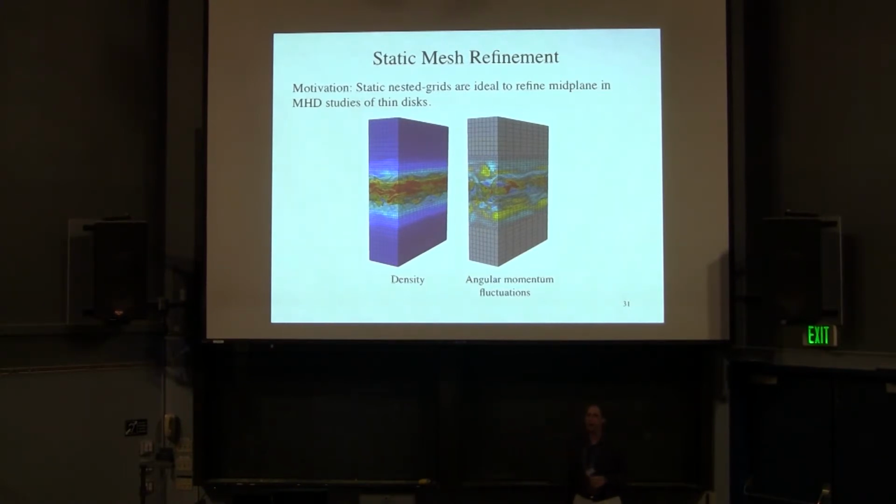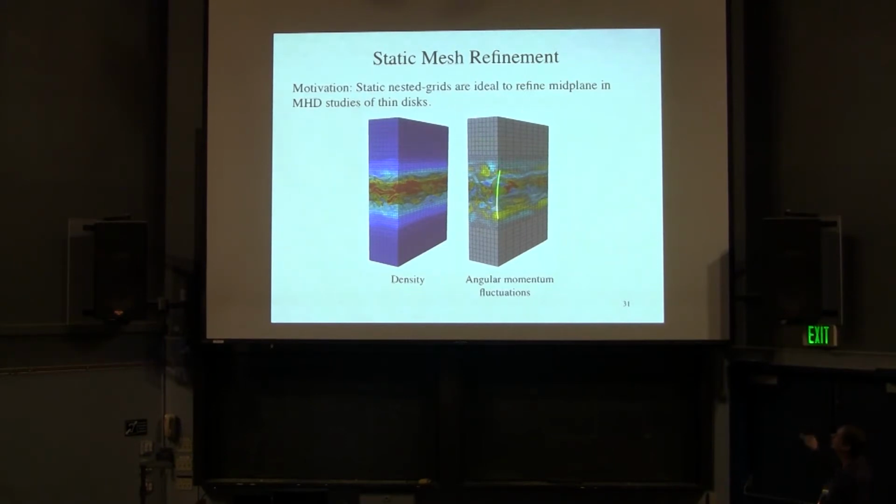Let me say something about static mesh refinement. It's another aspect of the grid in grid codes. There are many applications like the MRI and accretion disks where a static mesh would be very useful. We know that the midplane is where all the action is. That's where the disk is, and where the MRI turbulence is most vigorous. So we'd like to be able to resolve small scales in the midplane.